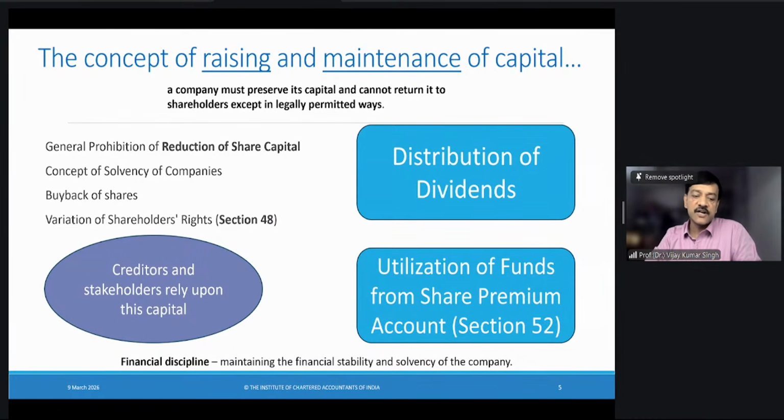Since we are talking about raising of capital, because prospectus is dealt with by way of raising of capital, but maintaining this capital is also a very important concept, and that is why I wanted to touch upon this at the introduction level, so that clarity is there in your mind. So I hope this answers your question.